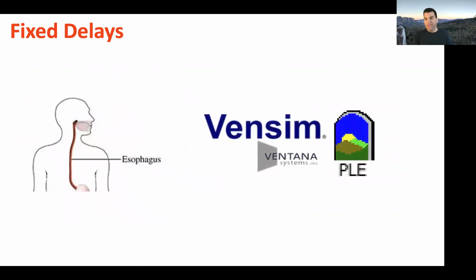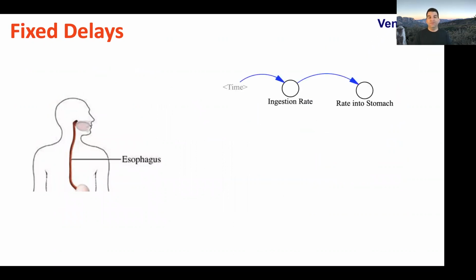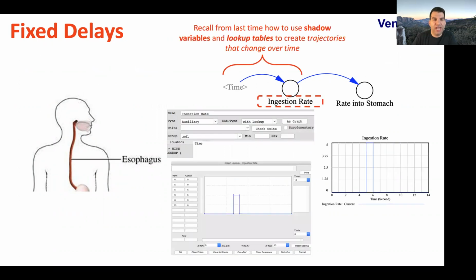So how do we implement these fixed delays? Well, let's look at Vensim as an example of this. If we were to go into Vensim, we could draw a little diagram like this one. I'm going to start simple, so I won't show you stocks and flows just yet. We're just going to focus on some simple variables before we involve the stocks and flows. And we learned last time about shadow variables like time here.